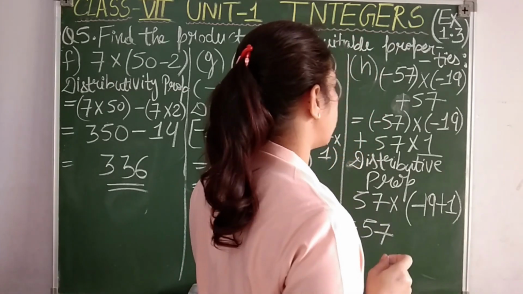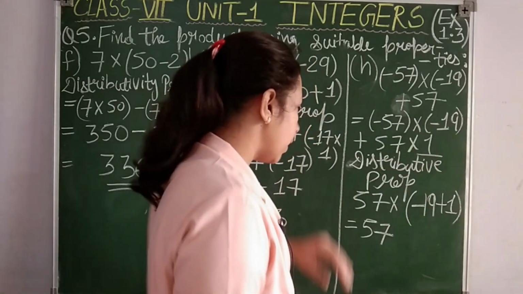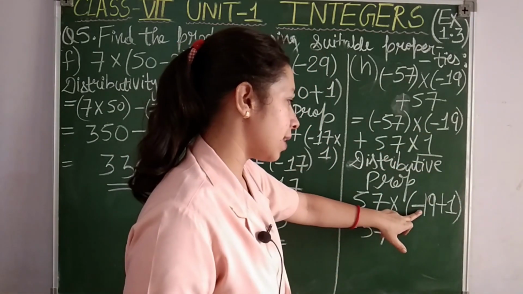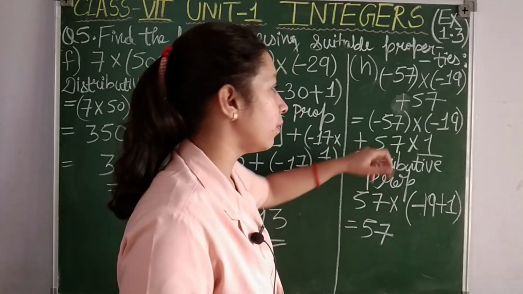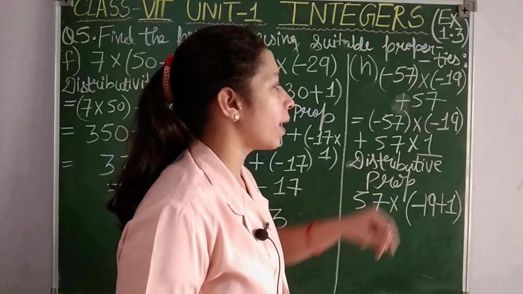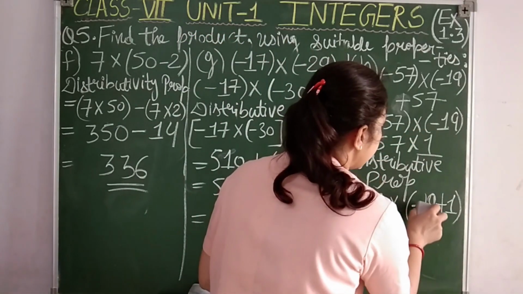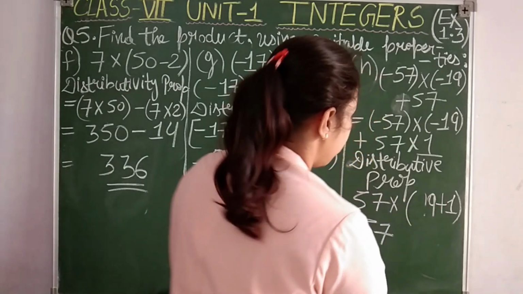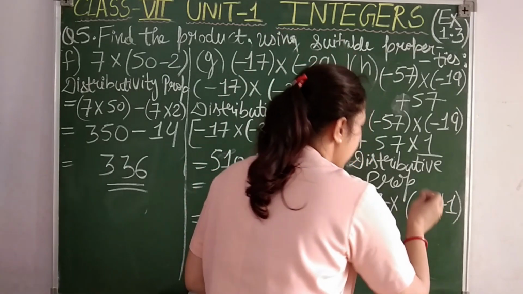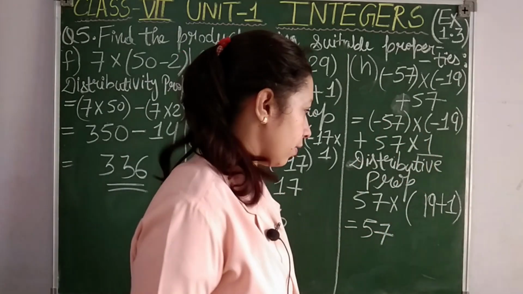Now one more thing, students. Here minus will come plus, but if I take it like this, minus 19, then 57 minus 19, we are going to get a negative product. But here we can see the product will be minus plus, a positive product. So here I have to take 19 as it is, as a positive integer. Now see, 57 into 19, you are going to get a positive integer only.